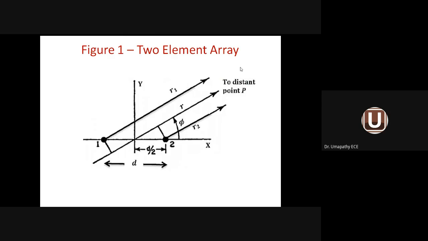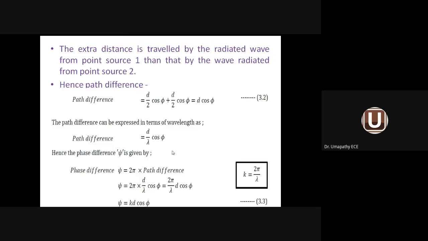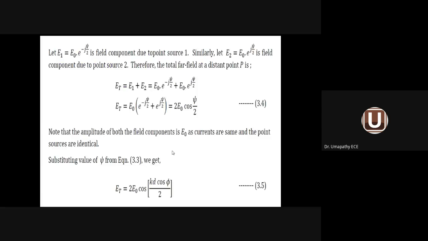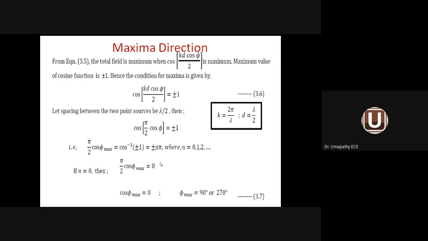We are going to calculate the total electric field strength at a distance P because of antenna elements 1 and 2. After calculating the total electric field strength ET, we are going to calculate maxima, minima, off power point and the radiation pattern for case 1. So for that, we are calculating the expression for ET. This one is the expression for ET, case number 1.